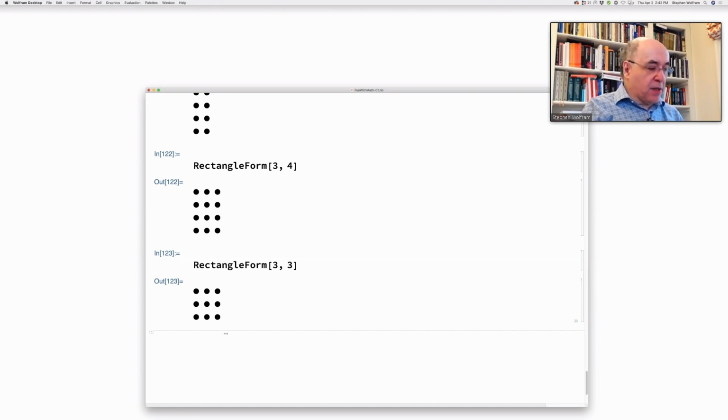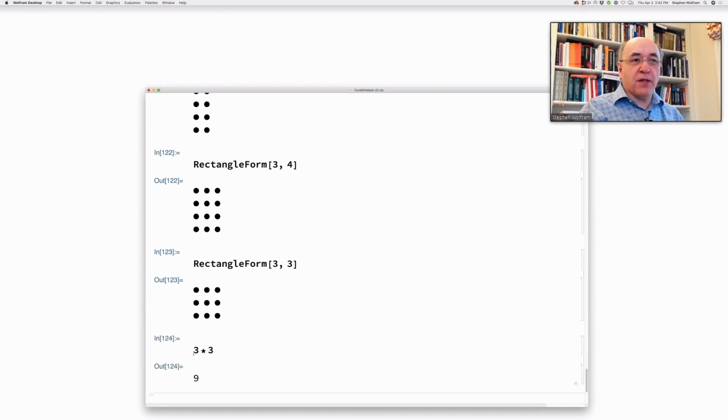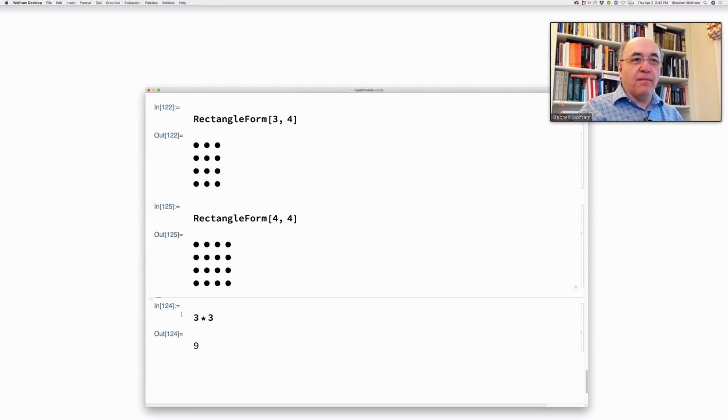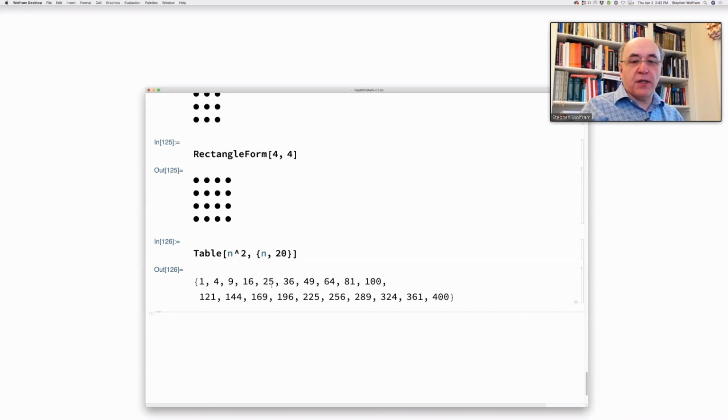So any number that is like 3 times 3 we can make as a square of dots. These are the numbers that are usually called the squares, because we can make them with squares of dots. For example, 3 times 3 is 9, 4 times 4 is 16. There's a whole series of numbers which can be made as squares. Let's make a table of the first 20 squares: 1, 4, 9, 16, 25. Each of those numbers can be made as a square of dots.